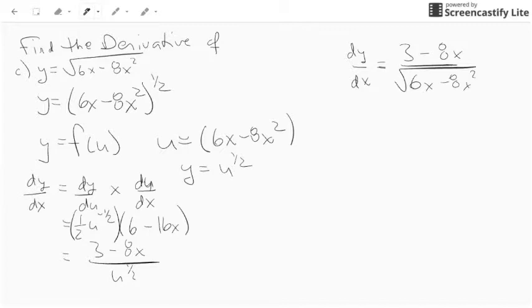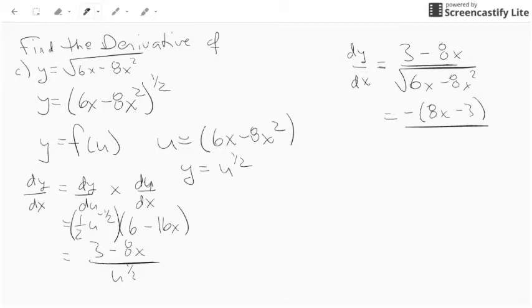Okay, now, that's fine. That's a good answer. I would be tempted to move things around a little bit, particularly in the numerator. I'm going to factor out a negative and make that positive 8x minus 3. Again, because I like having the highest degree term first.